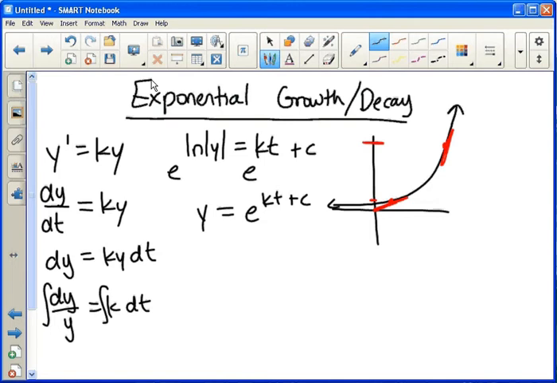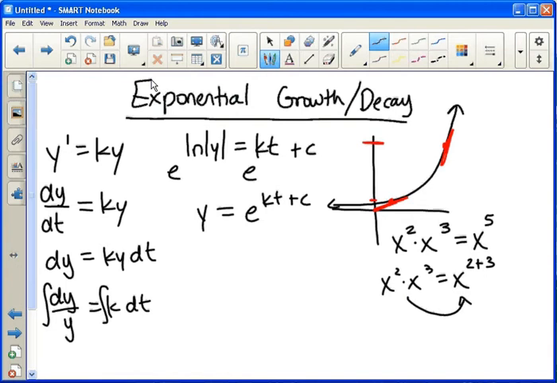Okay, now I want you to think about the properties of exponents with me for a second. X squared times x cubed is equal to x to the fifth, and that's because when you multiply two things with exponents together, you add the exponents. Now we almost always go this direction with this property, but we're allowed to go both directions. After all, they're equal to each other.